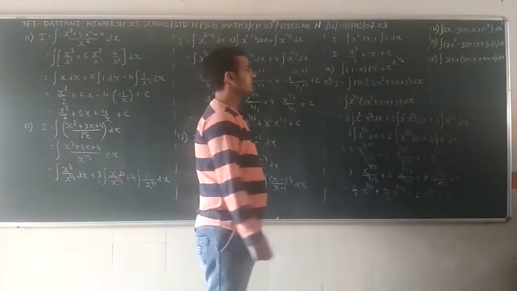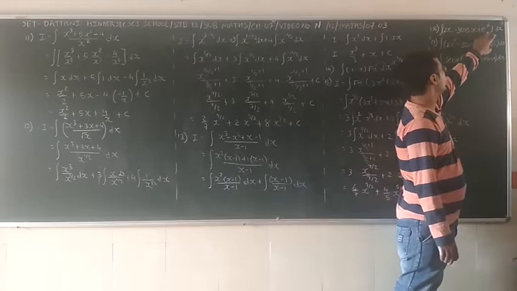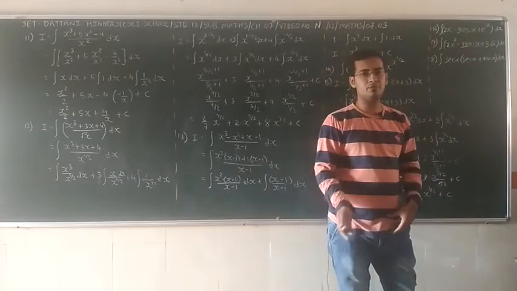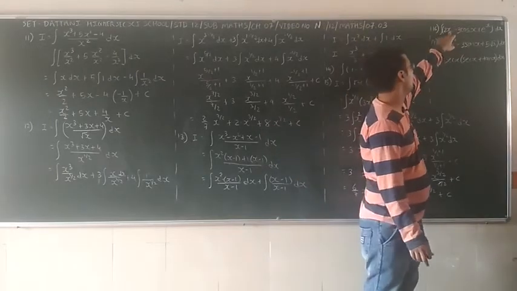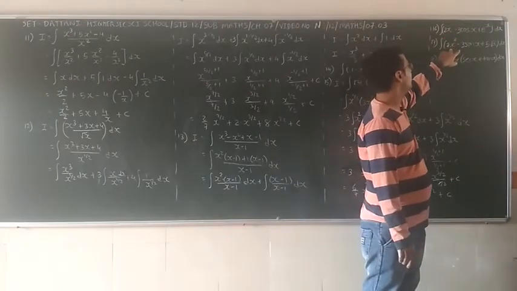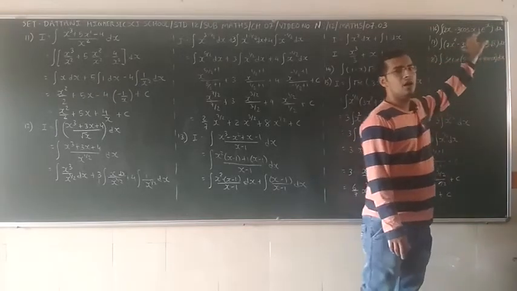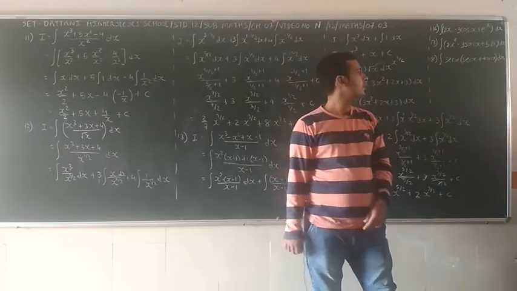Next, the 16th one is integration of (2x minus 3 cos x plus 3x) dx. So here what to do? You have to separate the integration for all the functions and then integrate. Simple sums are there. Similarly the 17th one, integration of (2x square minus 3 sin x plus 5x) dx. So again separate all the functions and take the integration.